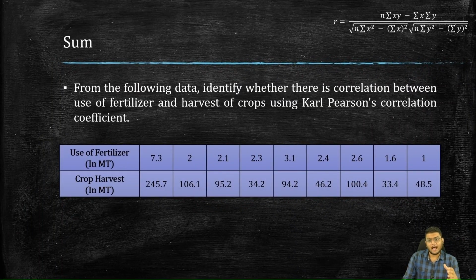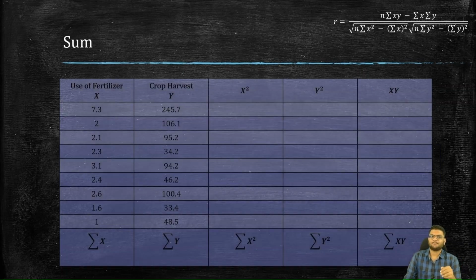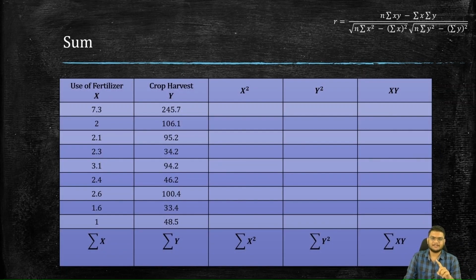From the following data, identify whether there is a correlation between use of fertilizer and harvest of crops using Karl Pearson's correlation coefficient. So let's prepare the table for it. You will need three columns. The first one is x square, the second one is y square, and the third one will be the xy column.